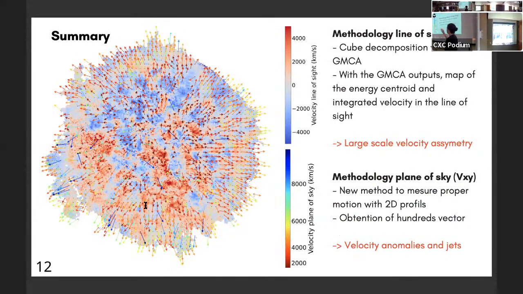All this methodology is summarized here, and it's a very color-coded plot, and I think it's a message. So to summarize the methodology: on the line of sight, we use a cube decomposition with GNCA. With the output of GNCA, we reconstruct a map of the energy centroid and integrated velocity in the line of sight, and we've shown large-scale velocity asymmetries. And for the plane of sky, we use a new method, measuring proper motion with 2D profiles, and we obtain angular vectors, and perhaps some anomalies and some proof of interaction. And so a lot of information to use to better understand the 3D dynamics.